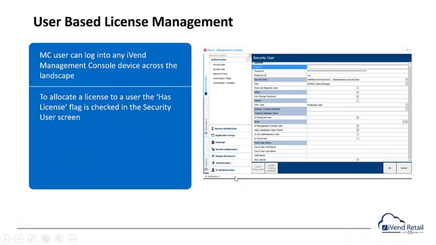In user-based licensing, the management console user can log on to any iVend management console device across the entire application landscape. And the allocation of licenses is done in a particular place in iVend, in the management console, in the security user setting, where we say that this user has a license. Let me try and show that to you.